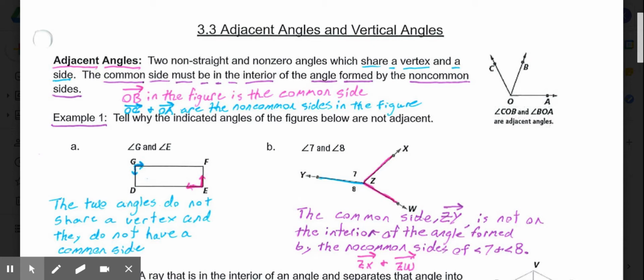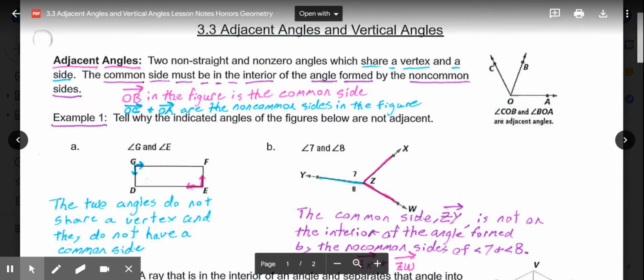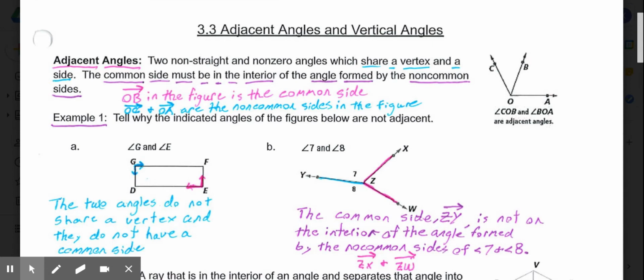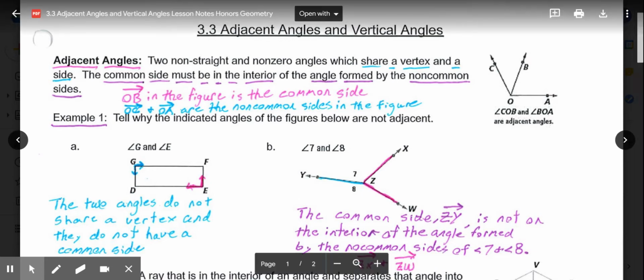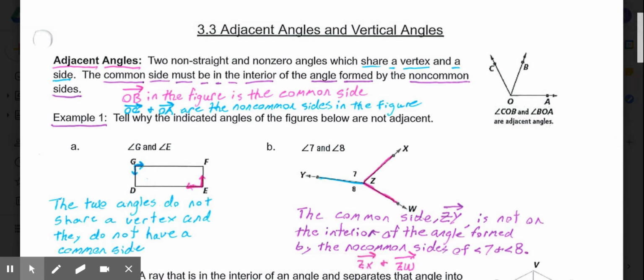So adjacent angles are two non-straight and non-zero angles which share a vertex and a singular side. The common side, so that shared side, must be on the interior of the angle formed by the non-common sides. So to make sense of that, we'll look at the diagram over here on the right.